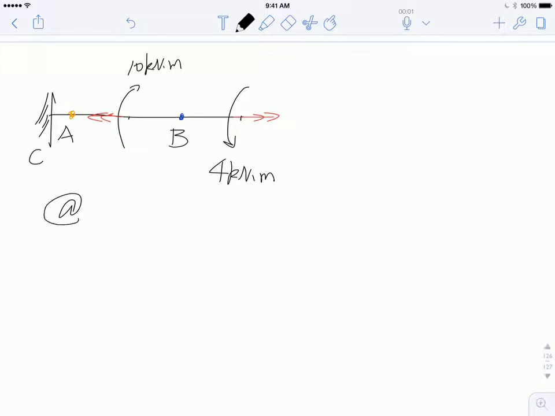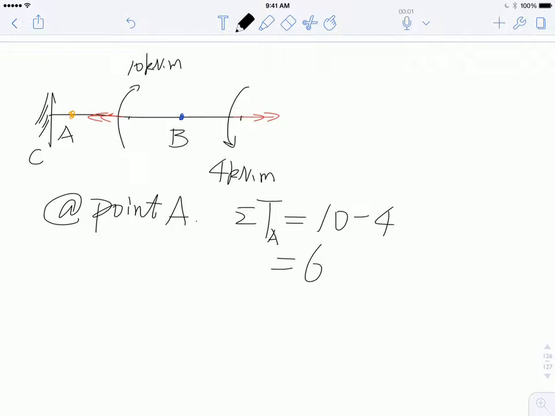So at point A, the summation of torque T equals, let's say, 10 minus 4, because let's say the 10 kilonewton is positive, and of course the other 4 is negative because they're going in different directions. One is clockwise, the other counterclockwise, or use the right hand rule I mentioned. One goes to the left, the other goes to the right. So the summation of T at point A is equal to 6 kilonewton times meter.